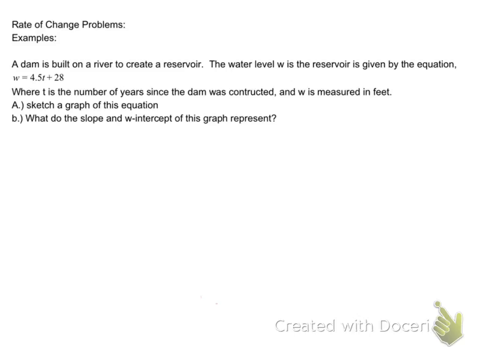Joking. A dam is built on a river to create a reservoir. The water level W of the reservoir is given by the equation W equals 4.5 T plus 28, where T is the number of years since the dam was constructed, and W is measured in feet. Sketch a graph. I think you guys can all do that in about 4 seconds. At least I hope so.